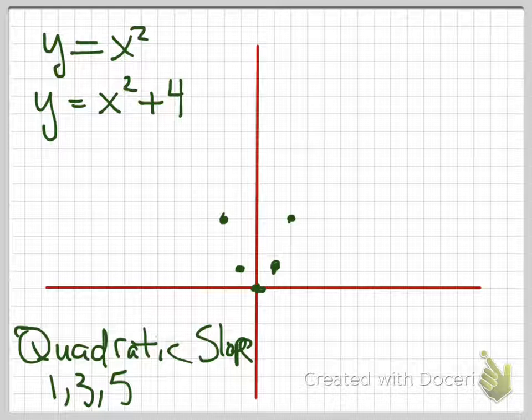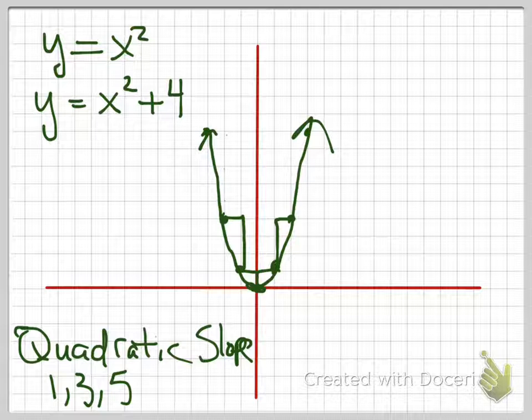What that means is I went up from the center, from the vertex. I went up 1, and to the left and to the right 1. Then from there I went up 3 to the left and to the right 1. Then I could go up 5, 1, 2, 3, 4, 5, and over 1. And that would give me my graph. These numbers tell me how much I go up, and then I always go to the left and to the right 1.